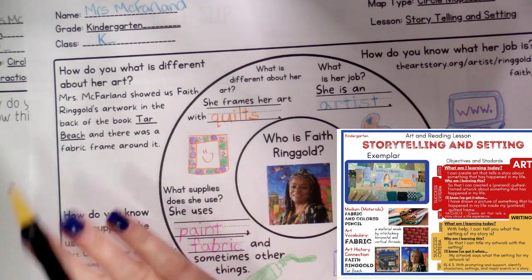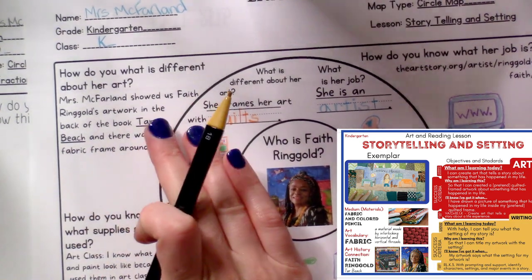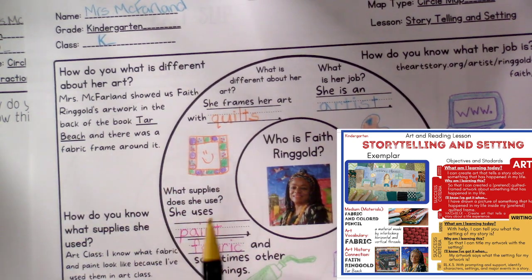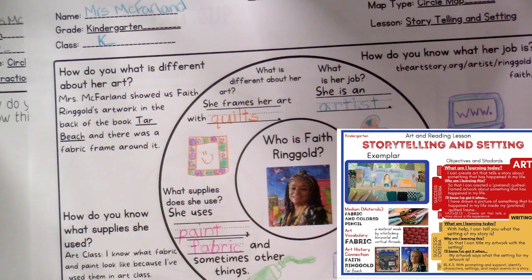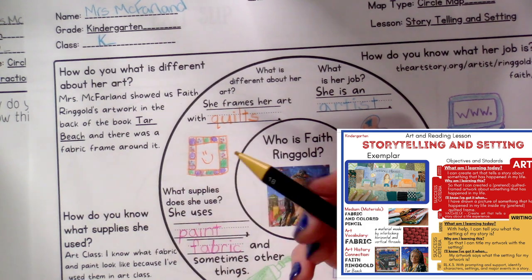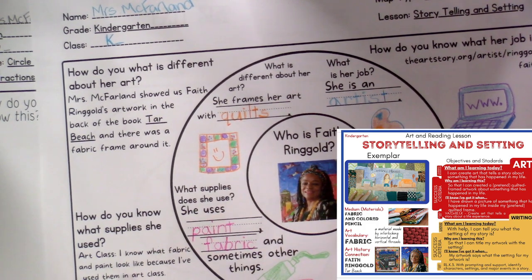So you can draw a picture that means what I just wrote here. Okay, so you can draw a picture of me because I showed it to you. You can draw a picture of the book, Tar Beach. You can draw another artwork with a fabric frame around it if you want. Any of those things are fine. Or if you have another idea, that's good. Then you can do that idea too.